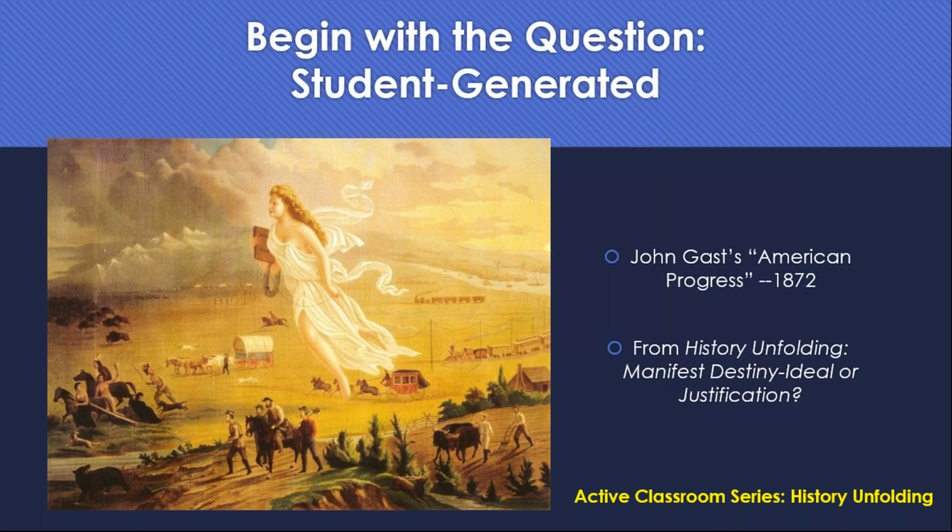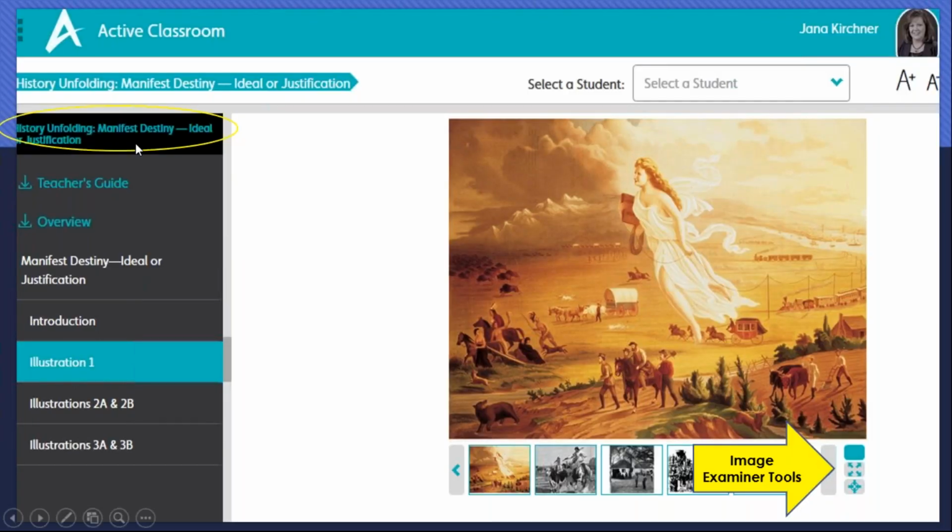So let me show you what that looks like. In Active Classroom, this is a Manifest Destiny lesson. Again, you see your table of contents here, and this is illustration 1. I wanted to show you, if you haven't seen the image examiner features, you can click on that. The top one is a magnifying glass that will let students zoom around. You could assign this digitally, or you could use it at your teacher workstation. The second one makes it full screen.